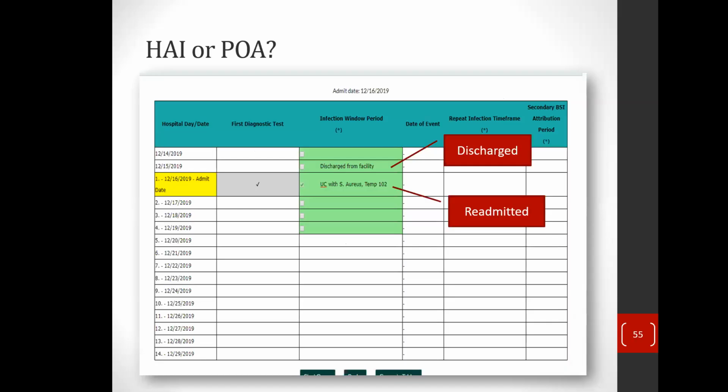Okay, the fact that she was discharged from your facility the day before, that would count to you. So this would be healthcare associated in your investigation because they were gone the day before. It wouldn't be present on admission.